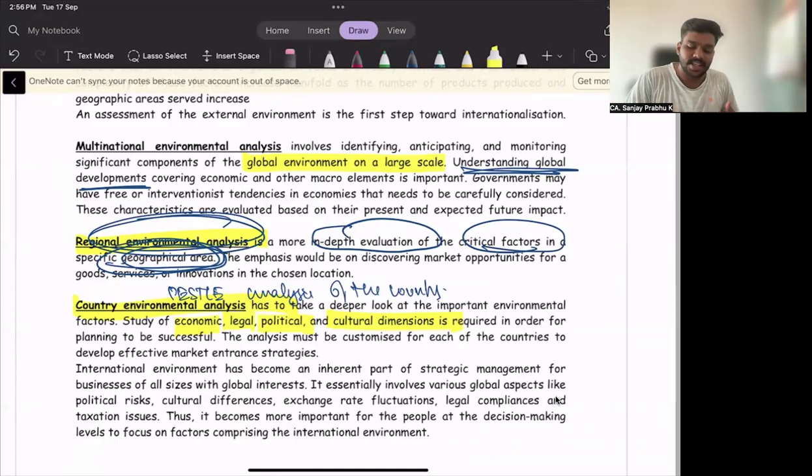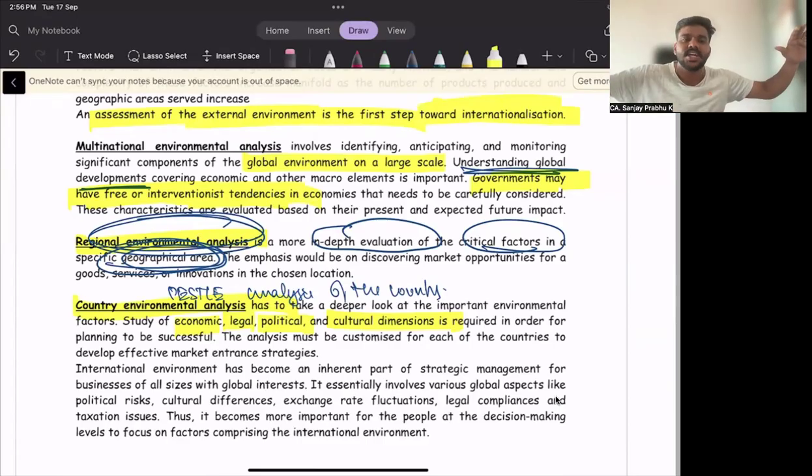Whenever you are seeing, governments may sometimes be free or interventionist. Some government may allow the businessman to conduct their business freely, whereas some government will intervene in the business. So whether there are free or interventionist tendencies in the economy, all these things are a few factors which you have to consider in multinational environment analysis. Once again, whenever you are assessing the external environment for the purpose of internationalization, whenever you are thinking of expanding your business to different parts of the world, you have to perform an assessment of international environment.